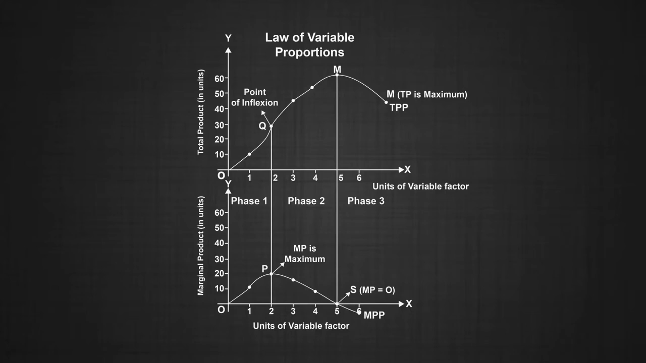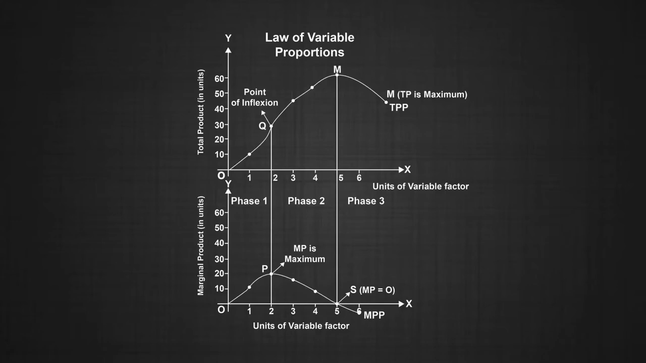This stage continues till the level where the fixed inputs are utilized to their utmost efficiency. That is, the level where the marginal physical product becomes maximum. In the diagram on the screen, you can see that this will happen till the second unit of variable factors employed.